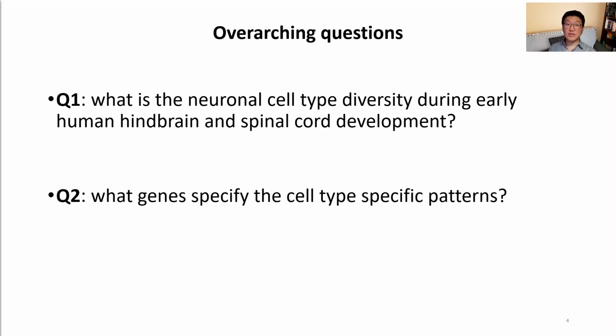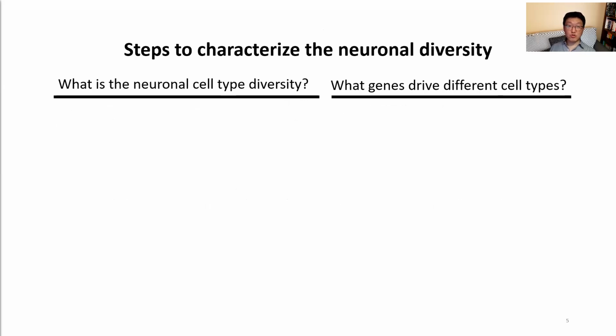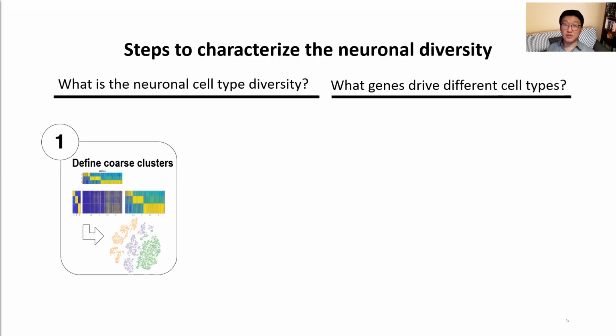So to answer these questions, we developed a data-driven approach that does not rely heavily on the conventional marker gene-based method. So to address the first question, what is the neuronal cell type diversity? We developed a computational pipeline which consists of two steps of the clustering based on the matrix factorization. So for the first stage, we applied the matrix factorization to all the cells in our dataset to identify the major patterns that we think correspond to the cardinal cell types.